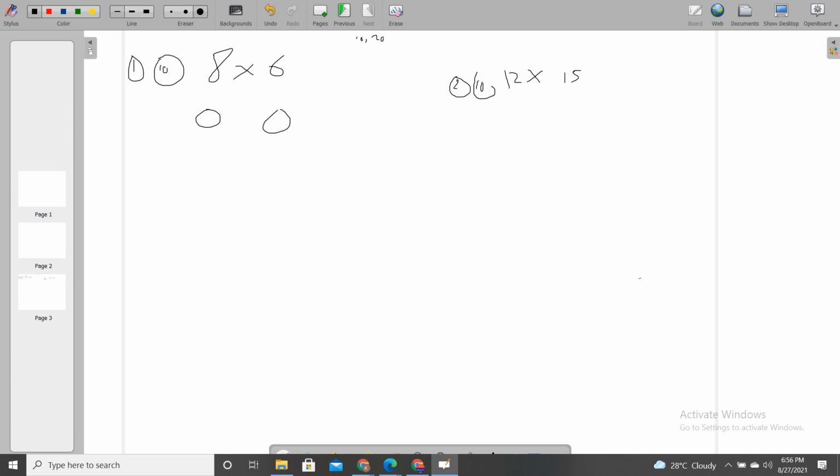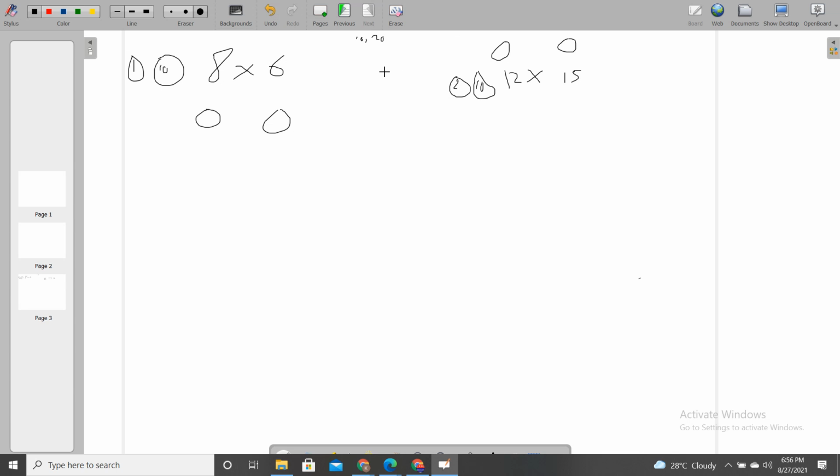Okay. Then I'll ask myself, is 12 also less than 10? No. So it means that my circle is going up. Is 15 less than 10? No. So my circle is definitely going up.